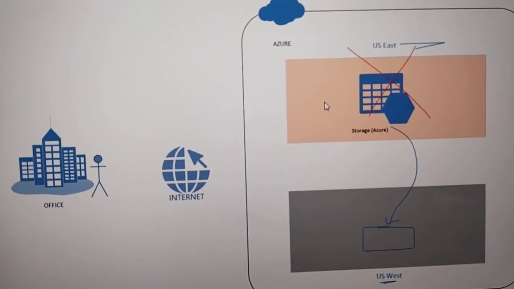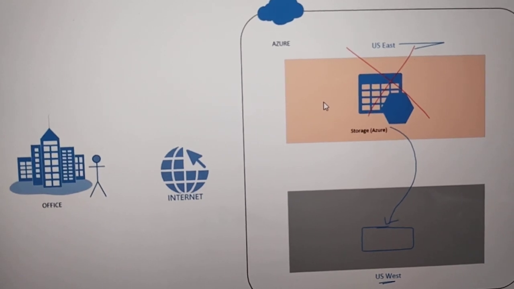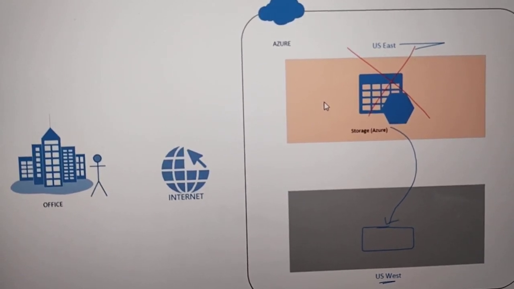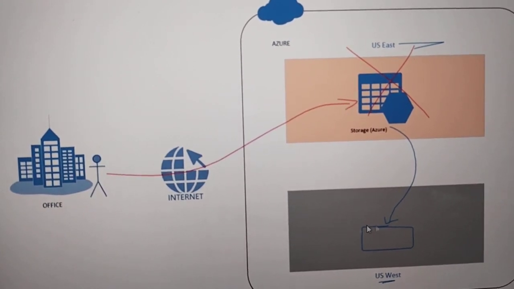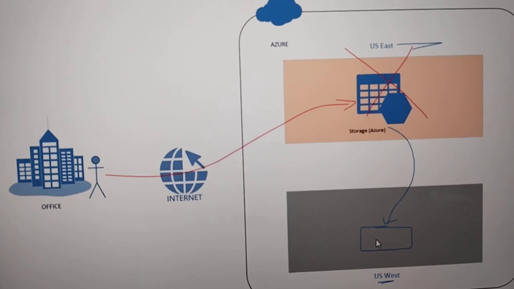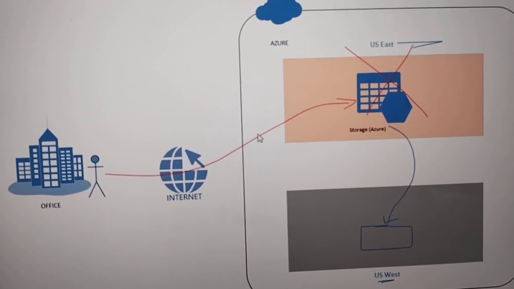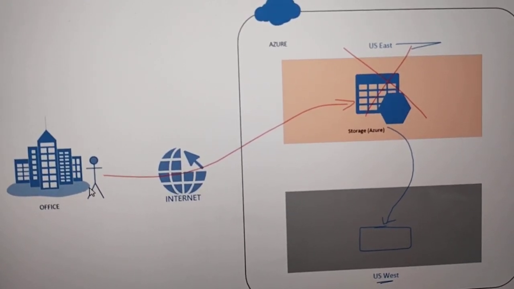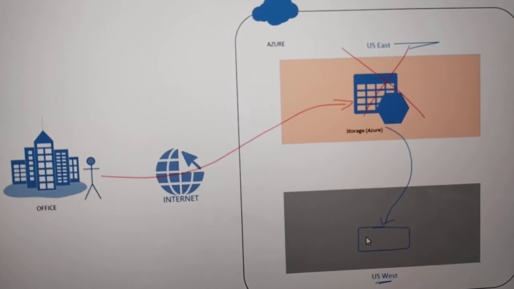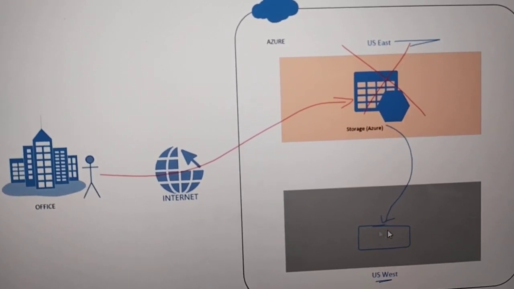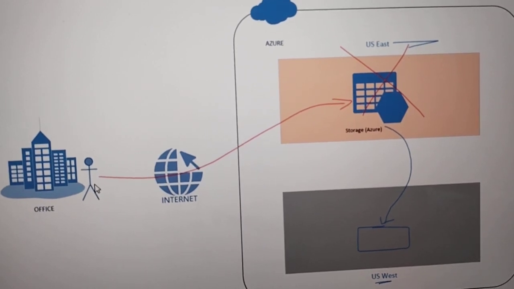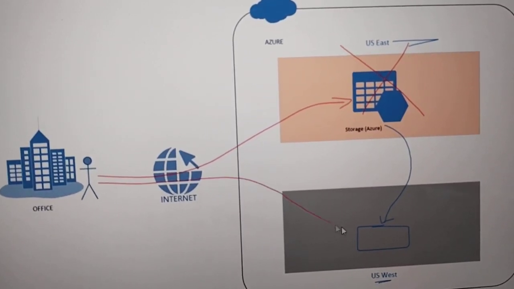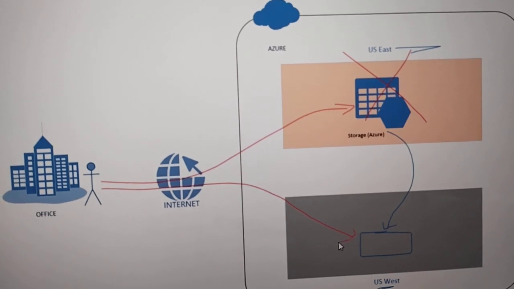So you can, in such a scenario, perform a failover. What failover is: instead of your users pointing to this storage account, the copy in the US West region will become primary. So now your end users will not even know that the failover has occurred. This copy becomes primary, and when your end users try to connect to this storage account, they are actually connecting to the one in the US West location.